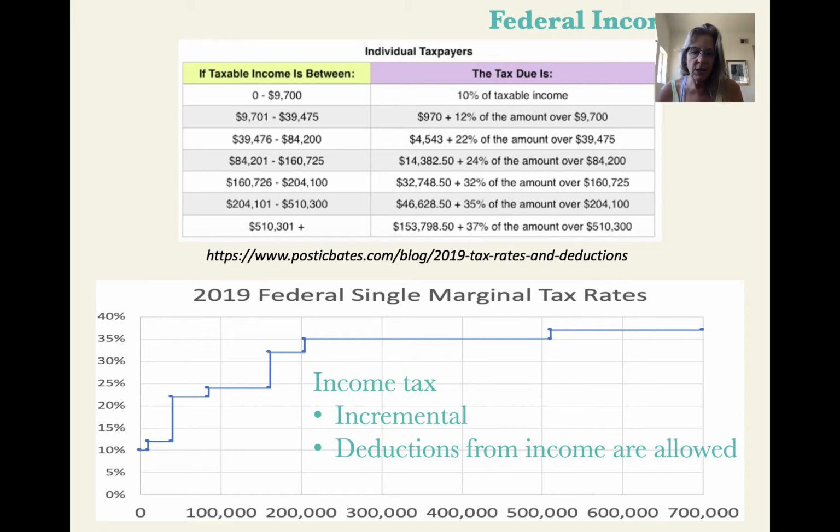This is also incremental. The other thing to notice is that we're talking about taxable income, and deductions from income are allowed. One of the major ones that we often get to deduct is the standard deduction, which is about $12,000, or things like the interest you pay on your mortgage or charitable contributions. Those are also deductible for calculations of taxable income.